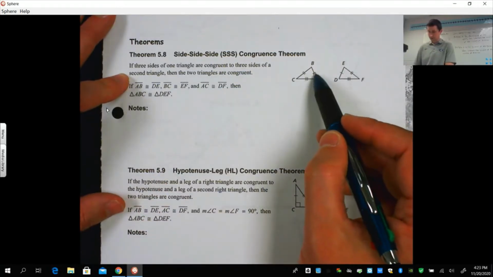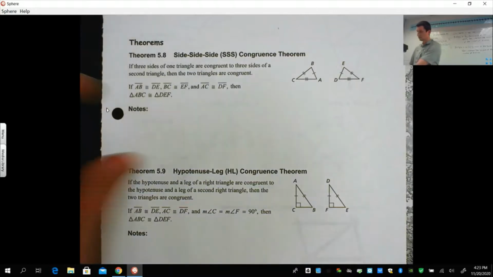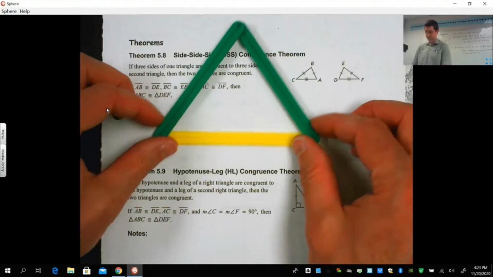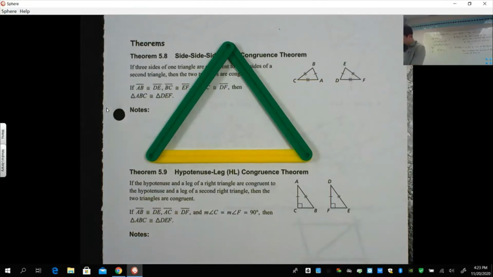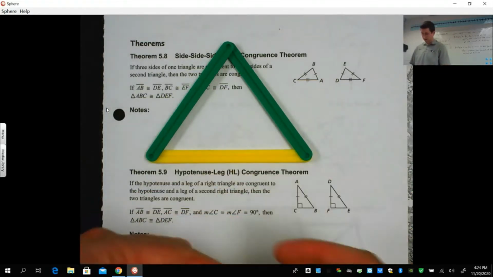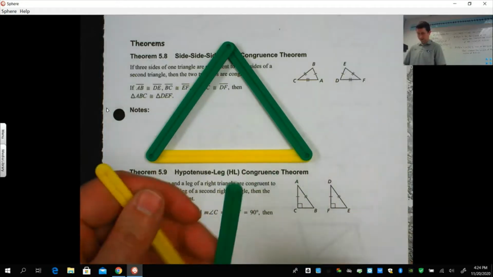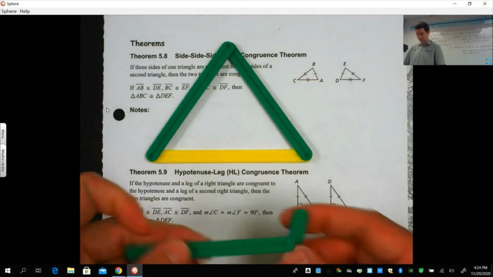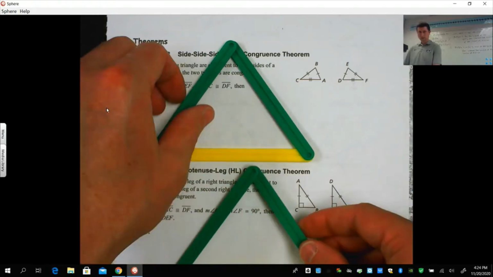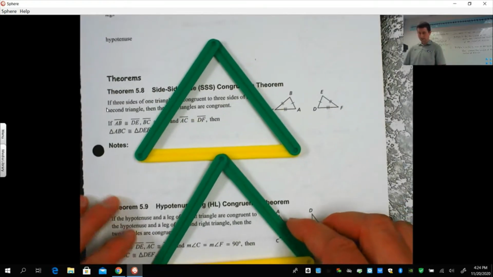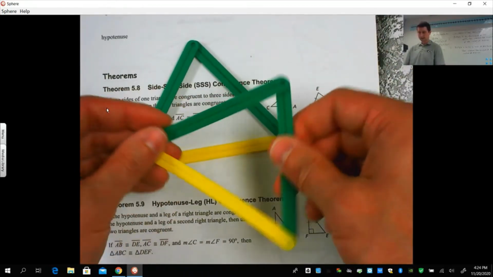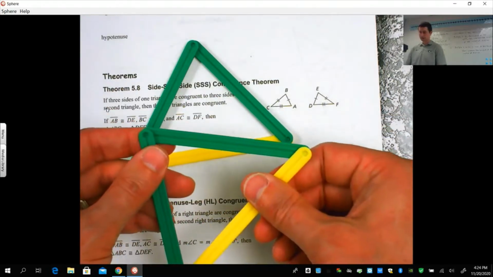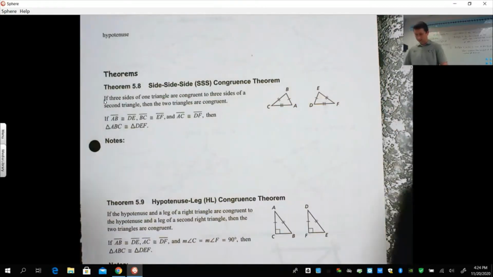This is what it looks like, marking the sides that are the same. If I have a triangle with two green sides and a yellow, and I make another triangle with the same, that's exactly the same size. Two green and a yellow, then they have to be the same size, same shape. There's no way I can adjust it and move it and get a different shape out of that. So side, side, side, same shape.